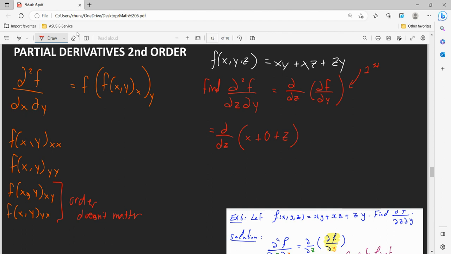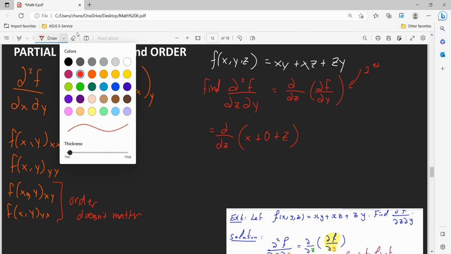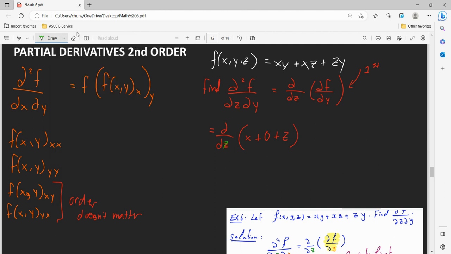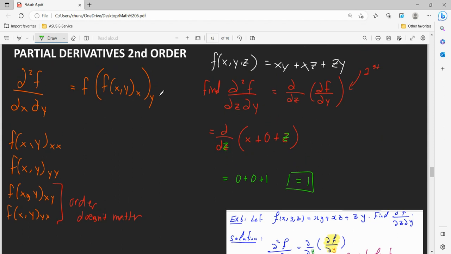And now we are going to find the partial fraction with our second step. Now using z as our active variable in this equation. So this is going to be equal to, so our x is a constant, so that's 0 plus 1. Right, and that's just equal to 1. So I'm going to do the same thing, and I'm going to do it the other way around.